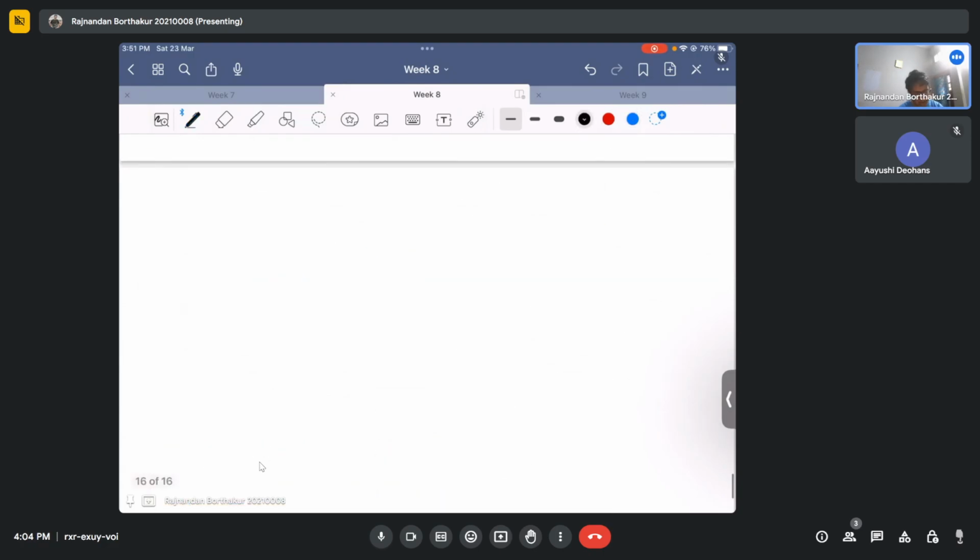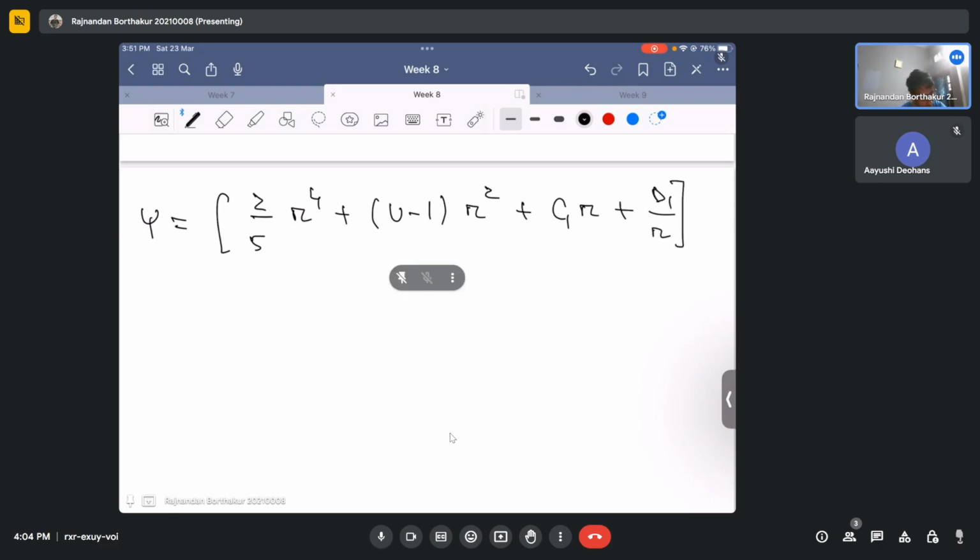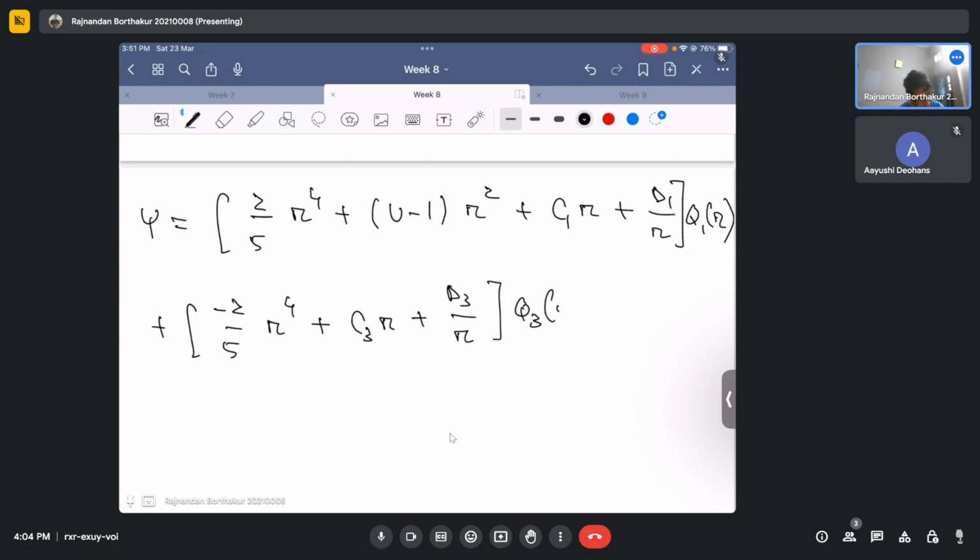I will just write psi to be something like this. So it is just 2 by 5 r power 4 plus (u minus 1) times r squared plus c1 r plus d1 by r, times q1 of eta, plus minus 2 by 5 r power 4 plus c3 r plus d3 by r, into q3 of eta.